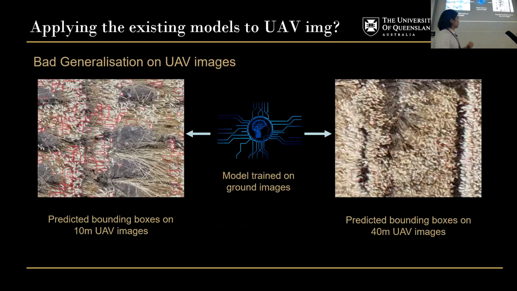So here we just demonstrate an example of directly applying our model trained on ground images to those 10-meter high UAV images and 40-meter high UAV images. Remember how good a job we did on the original ground images. Now let's see the 10-meter high UAV images. Well, we still can detect some of the hats, but definitely not all of them. And the situation gets even worse on those 40-meter high UAV images. So it is very bad generalization from ground images to these UAV images.